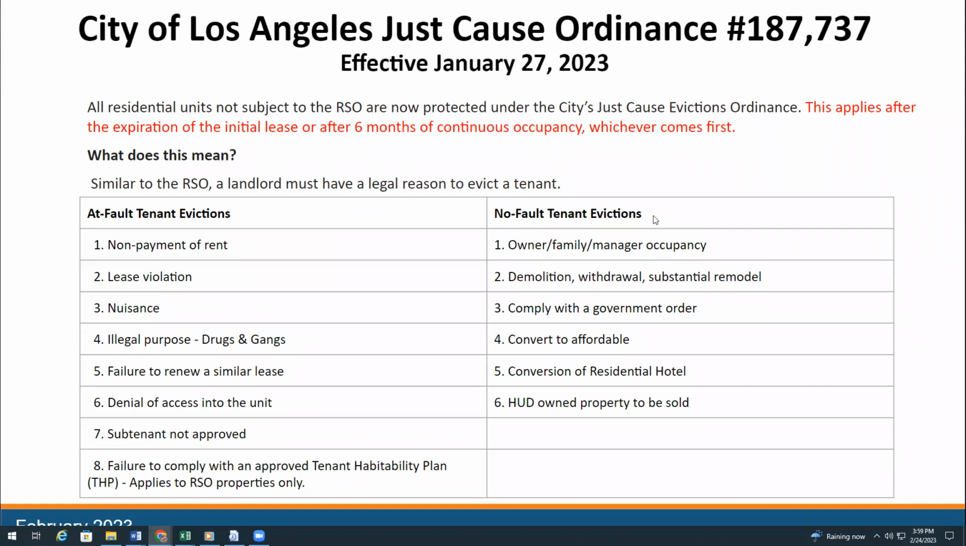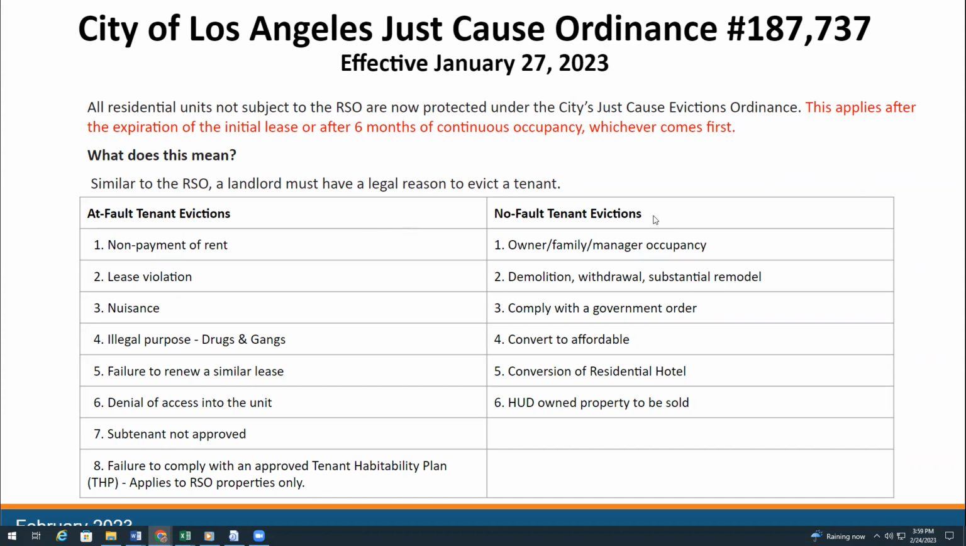violation of a lease clause, nuisance by tenant's actions, or if the unit's being used for an illegal purpose. Another one is a failure on the tenant's part to renew a lease of similar or like terms, similar duration. Another one is a denial of access into the unit. So the landlord's required to issue 24-hour notice, ample notification, and the tenant is not cooperating. That's a reason for eviction.